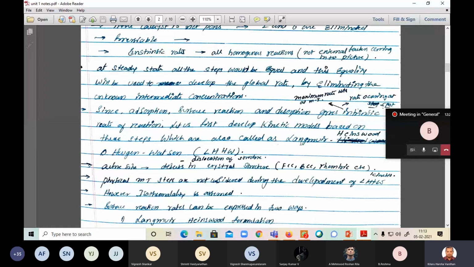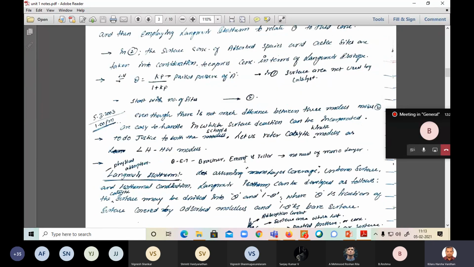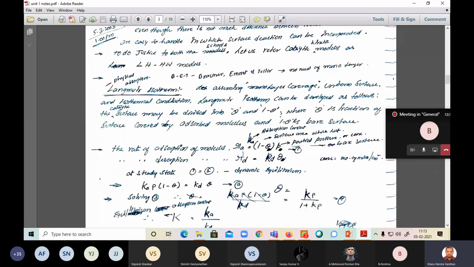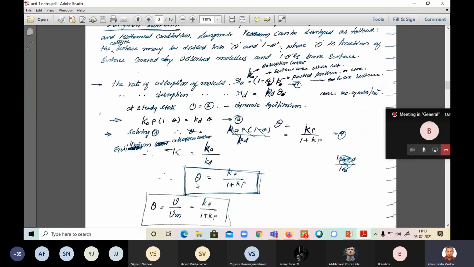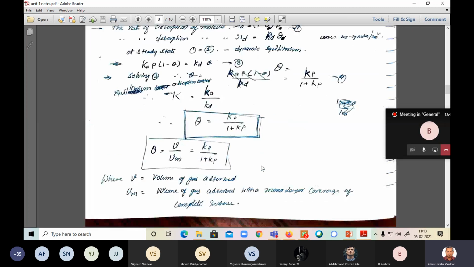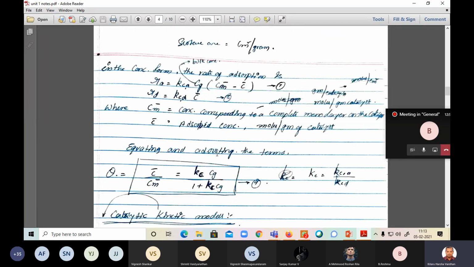So this kind of thing is called Langmuir-Hinshelwood kinetics, LH kinetics, or Hougen-Watson HW kinetics. So we'll see what this is. Yesterday we discussed the Langmuir isotherm, how to write it. So you are getting theta is equal to Kp divided by 1 plus Kp. K is the equilibrium constant, P is the partial pressure. You can write that theta as V by Vm, that is the volume of the gas adsorbed divided by the volume of the gas which is adsorbed in a complete monolayer, right? So you can write in terms of concentrations also.